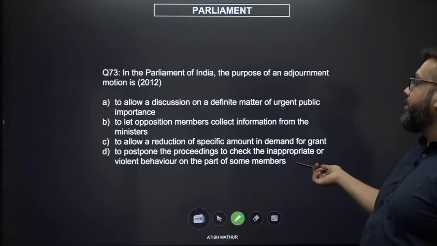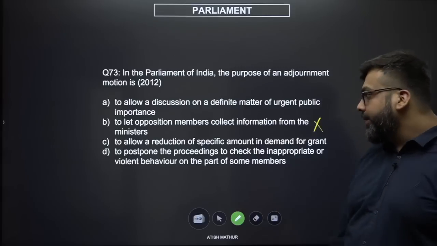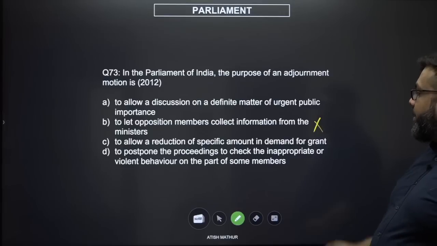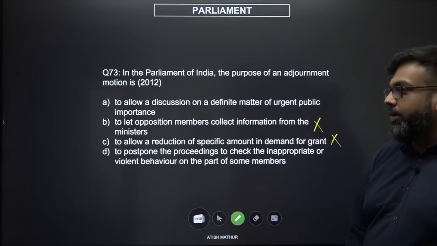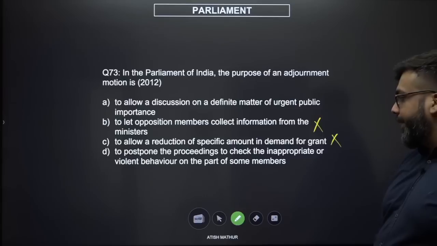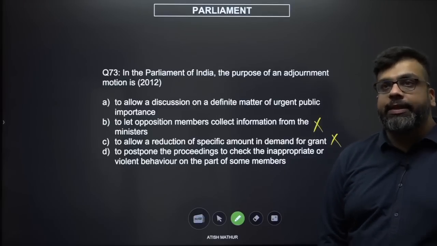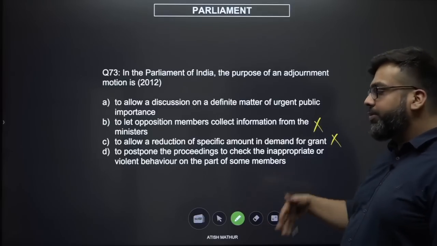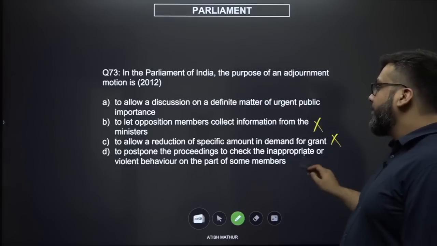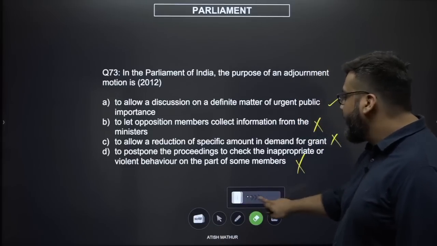To let opposition members collect information seems too vague and slightly dramatic. To allow reduction of a specific amount in a demand for grant is a part of the budget, so this is not even on the same page. To postpone the proceedings to check inappropriate or violent behavior. Why would the House stop and discuss why was somebody violent? You would usually refer it to a privileges committee. What you are left with is A. The answer is therefore A.